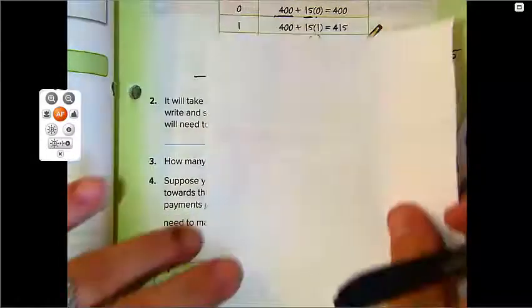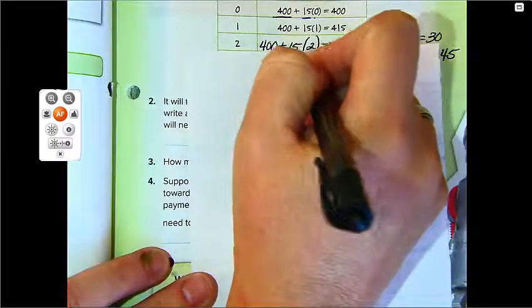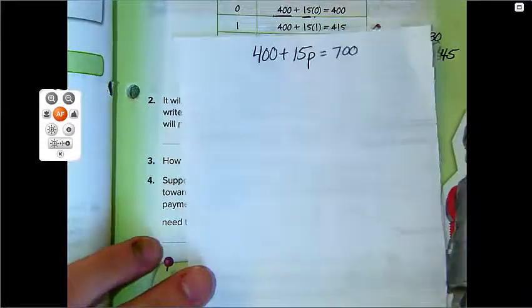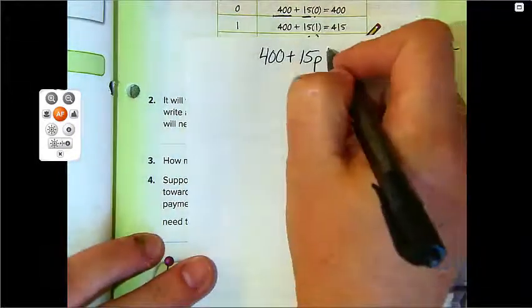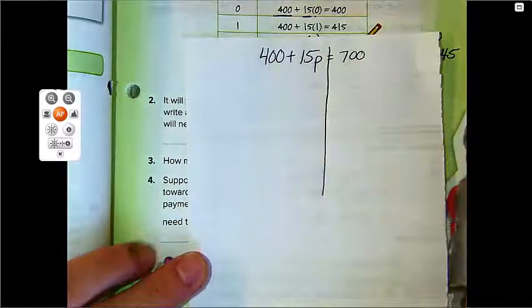So I have 400 plus 15p equals 700. That's my equation that we just wrote. And you saw the same steps. Well, I'm going to draw a line down from the equal sign. That should always, always, always be your first step.